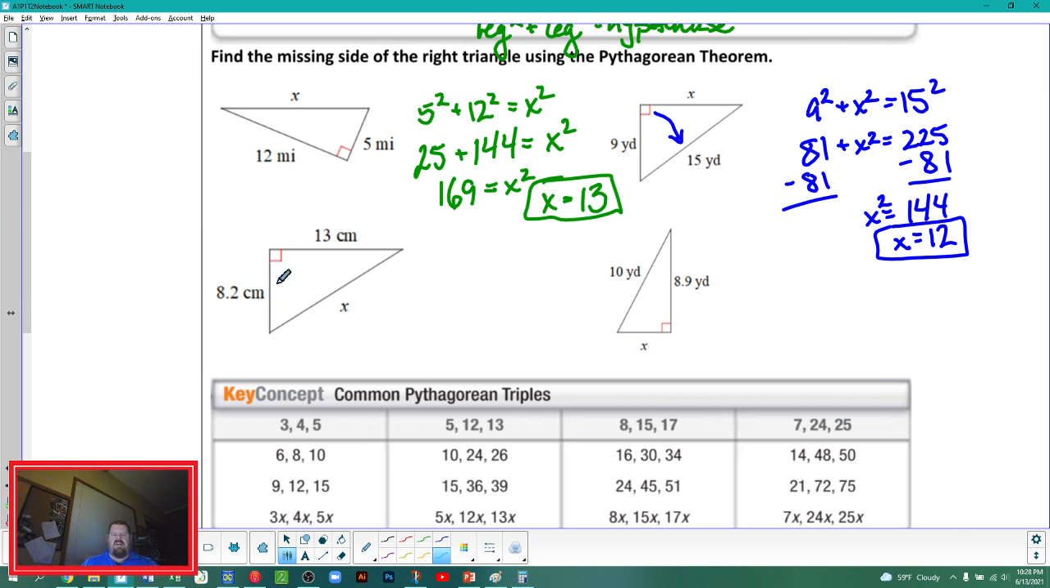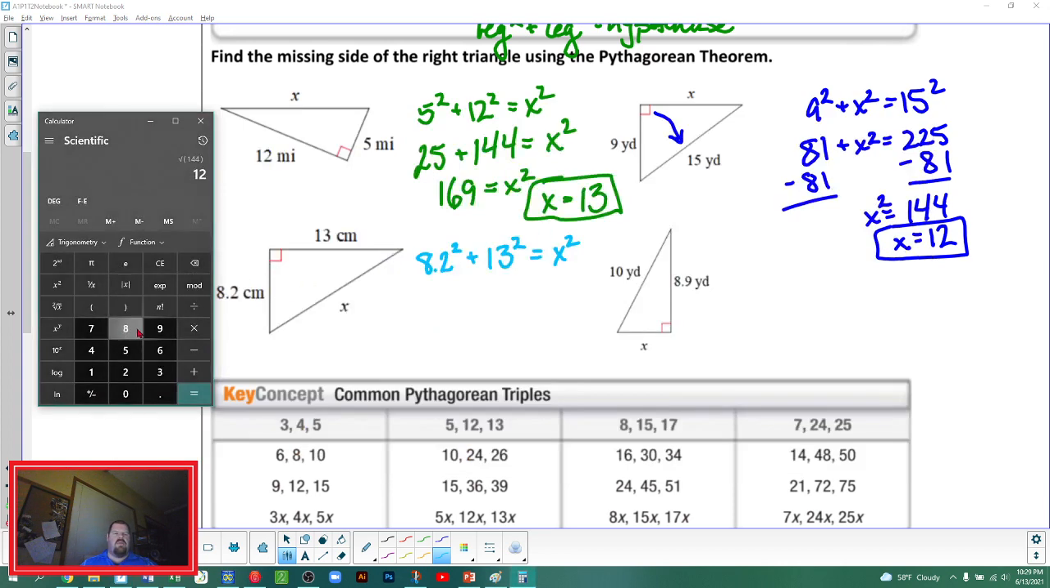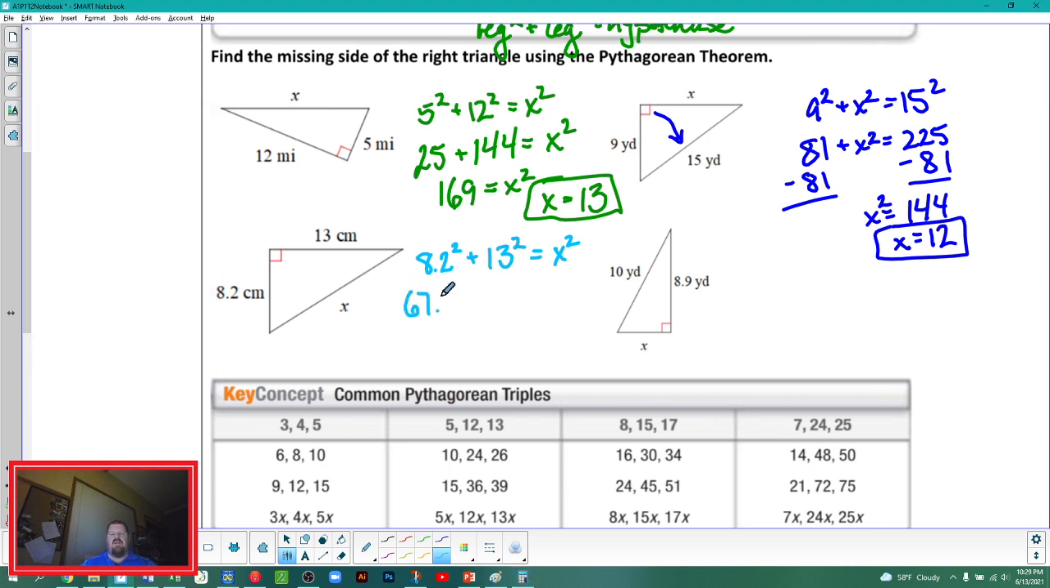This one, I've got a decimal already, so that's not going to work out too well for me. I'm probably going to be stuck with a decimal throughout this whole thing. 8.2 and 13 are both legs. And so in this one, we're looking for the hypotenuse x. And so I need 8.2 squared. I'll just multiply it by itself. That's usually easier than hunting down the squared button. 13 squared, I talked about that earlier. It's 169.